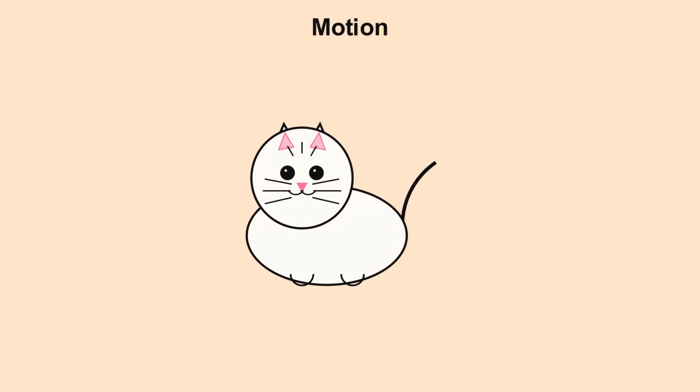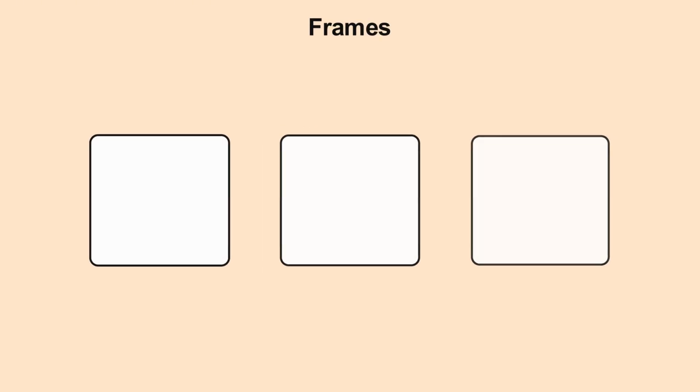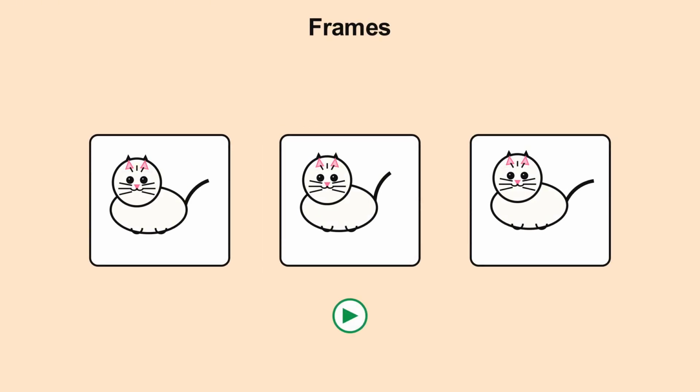Then the still cat starts moving. The eyes blink, the tail swings, and the body bounces by changing position, rotation, and scale over time. But a video is not one picture. The animation engine renders many frames. When those frames play quickly, the cat feels alive.